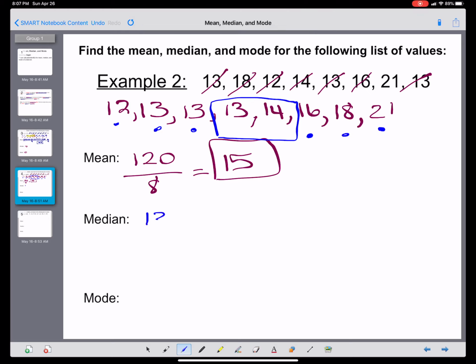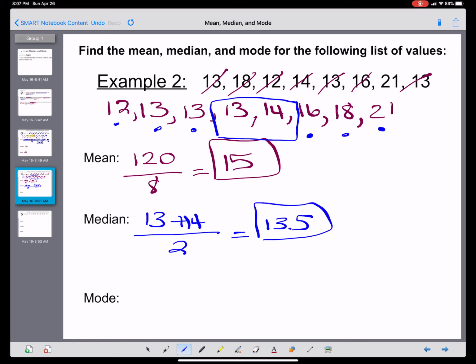So 13 plus 14 divided by, well, how many numbers are there? There's 2, divided by 2. 13 plus 14 divided by 2 is 13.5. Okay, the last piece is the mode. What number occurs most often? Well, 13 does.